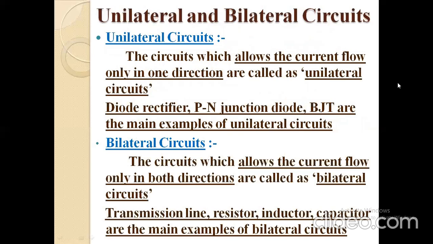Then the next point in this unit is unilateral and bilateral circuits. The first topic of this point is the unilateral circuits. The circuits which allow the current flow only in one direction are called unilateral circuits. The diode rectifier, PN junction diode, and BJT are the main examples of unilateral circuits.